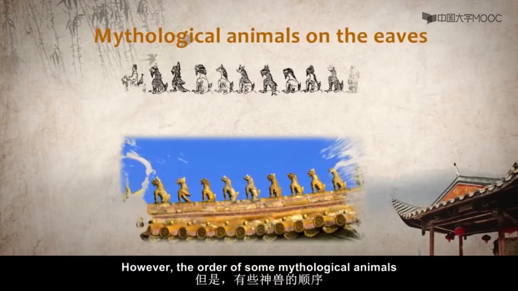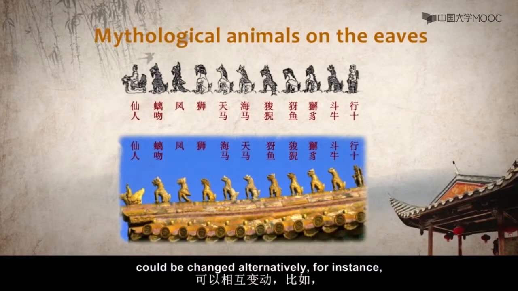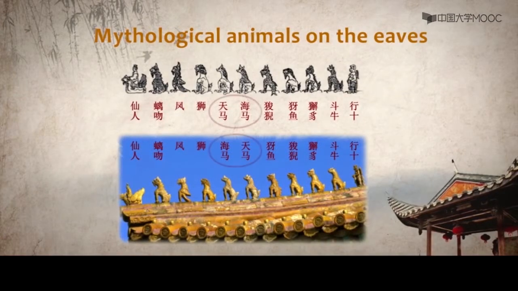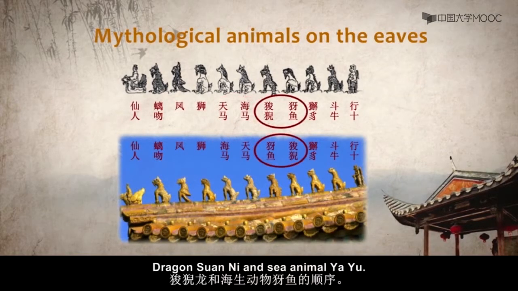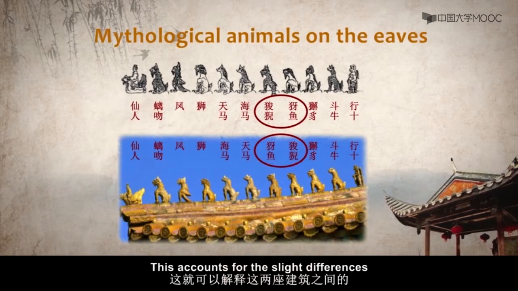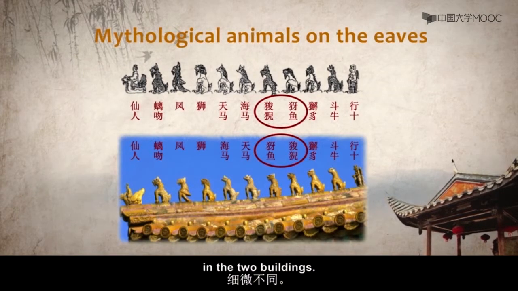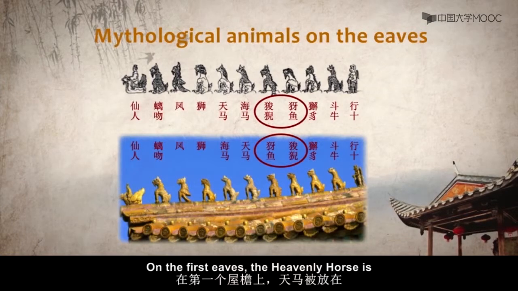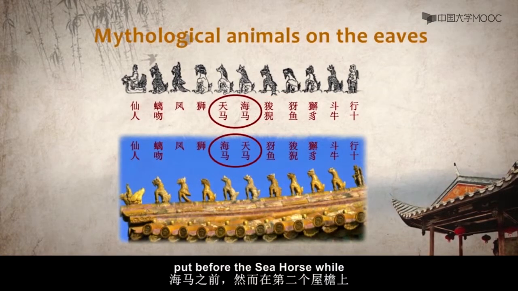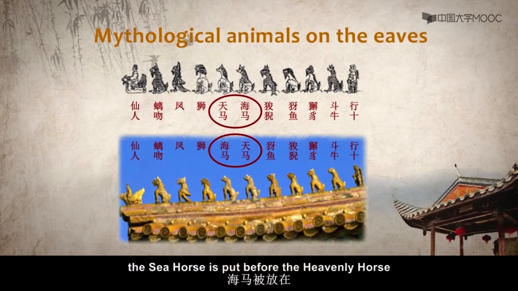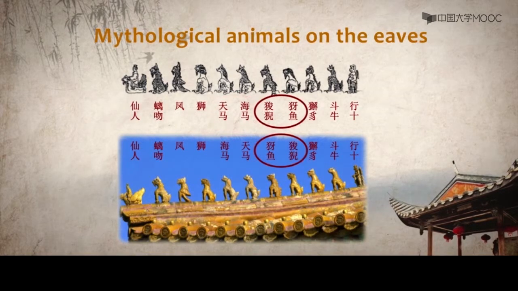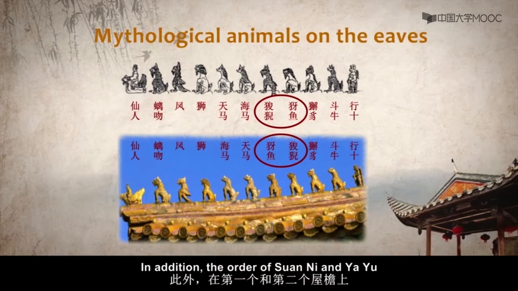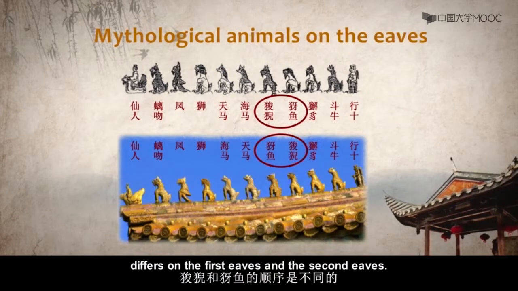However, the order of some mythological animals could be changed alternatively. For instance, the order of a heavenly horse and that of a seahorse, dragon Suan Ni and sea animal Ya Yu. This accounts for the slight difference in the two buildings. On the first eaves, the heavenly horse is put before the seahorse, while the seahorse is put before the heavenly horse on the second eaves. In addition, the order of Suan Ni and Ya Yu differs on the first eaves and the second eaves.